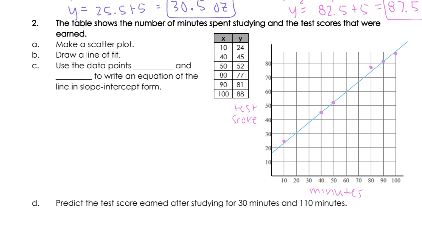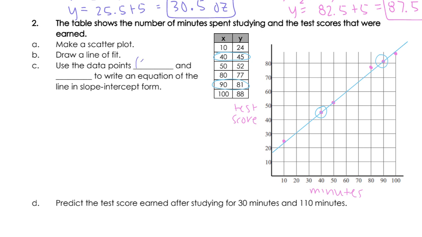And I would say that the 2 points that I definitely go through would be this one and this one. You don't want to pick 2 points that are literally side by side with each other, because that wouldn't be the most accurate or average representation of the data. So I'm going to go ahead and pick those 2 points. That would be the (40, 45) point and the (90, 81) point. So that is what Part C wants us to write down.